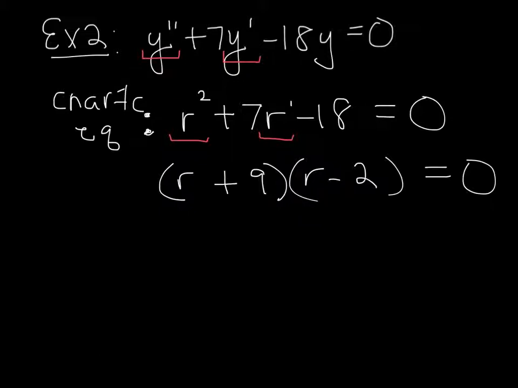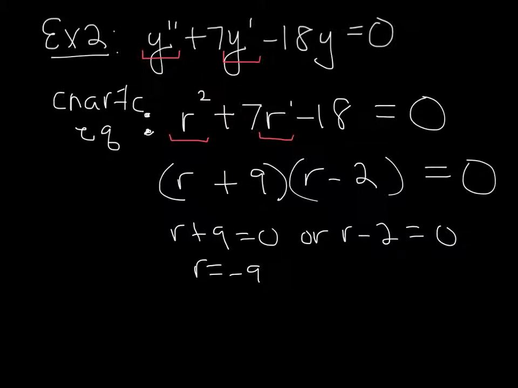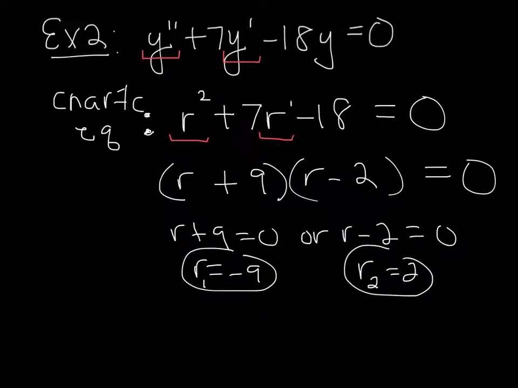So here are our two factors, and we set each factor equal to 0. These are pretty easy, because we definitely know r is negative 9, so that's our first root. And our second root is 2. Obviously distinct roots, just like our last example.